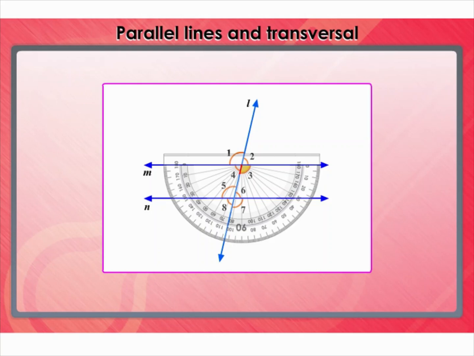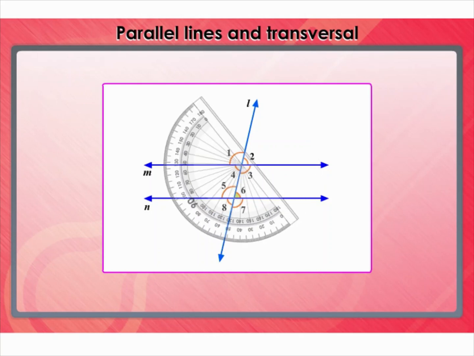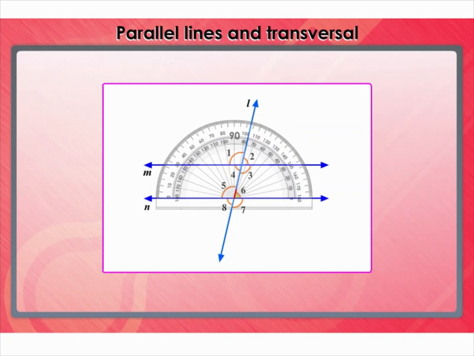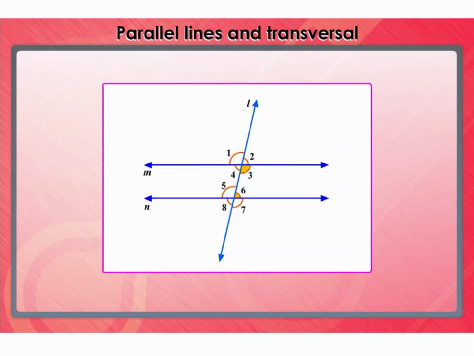Now let's calculate the sum of the measures of angle 4 and angle 5. We get 180 degrees. Similarly, on measuring, we find the sum of the measures of angle 3 and angle 6 is equal to 180 degrees. Therefore, we conclude that consecutive interior angles on the same side of the transversal are supplementary.